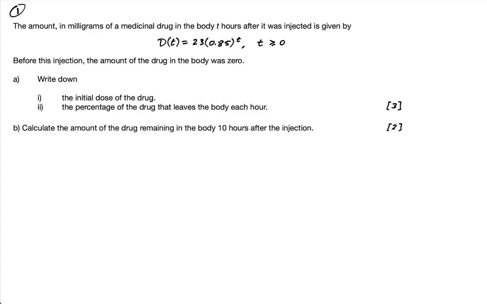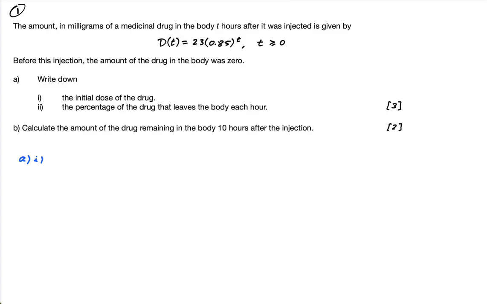Okay, so question 1. The amount of milligrams of a medicinal drug in the body t hours after it is injected is given by this. Before the injection, the amount of the drug in the body was 0. Write down the initial dose of the drug.